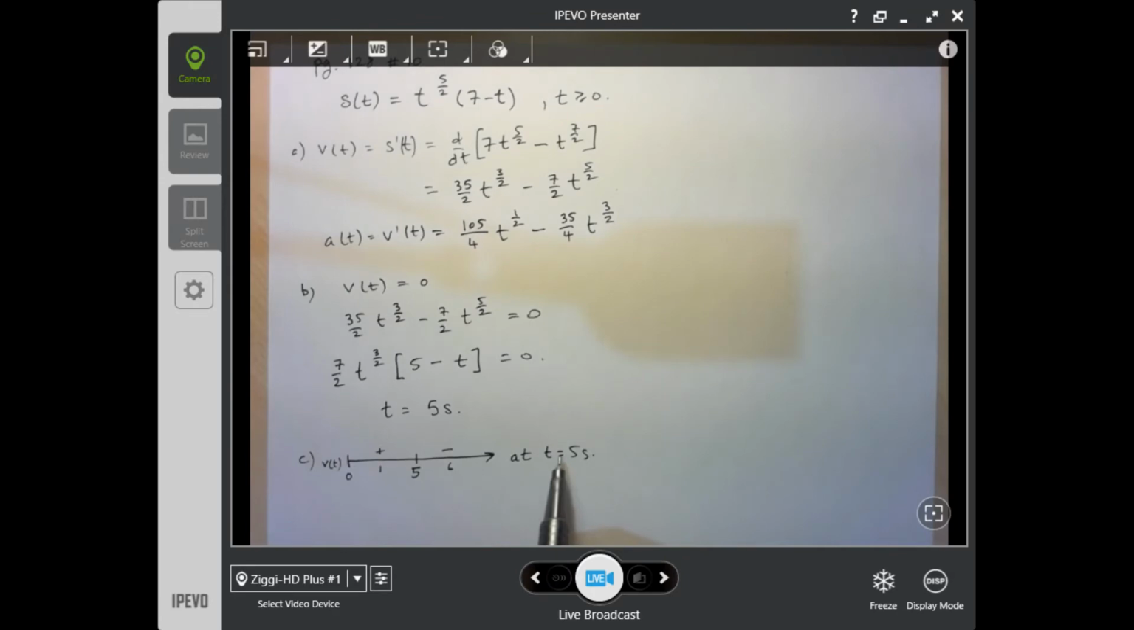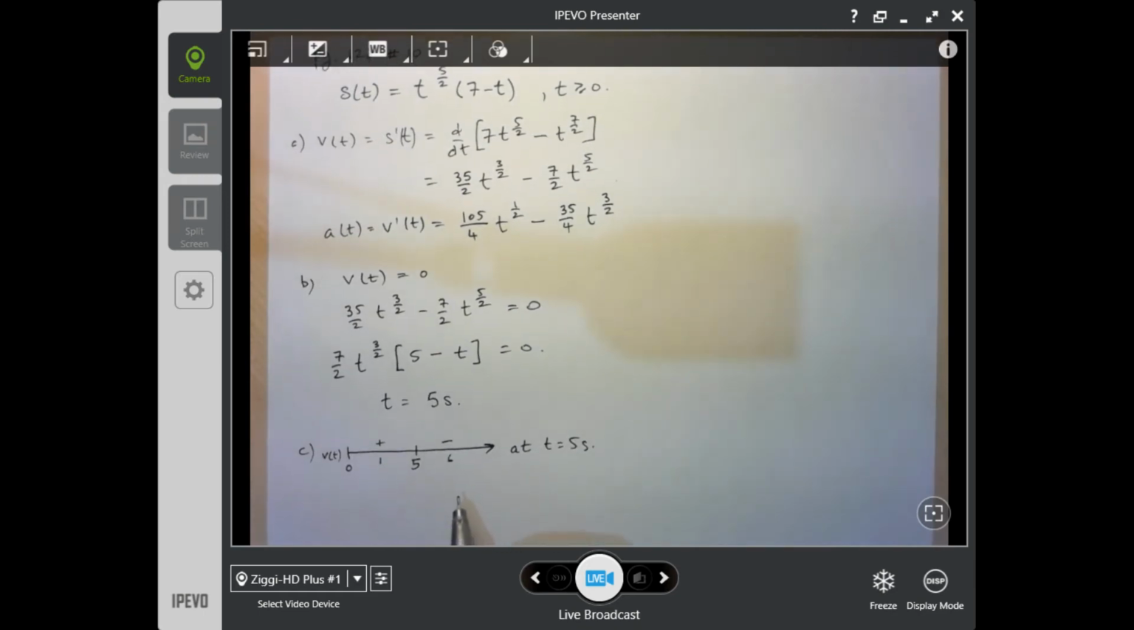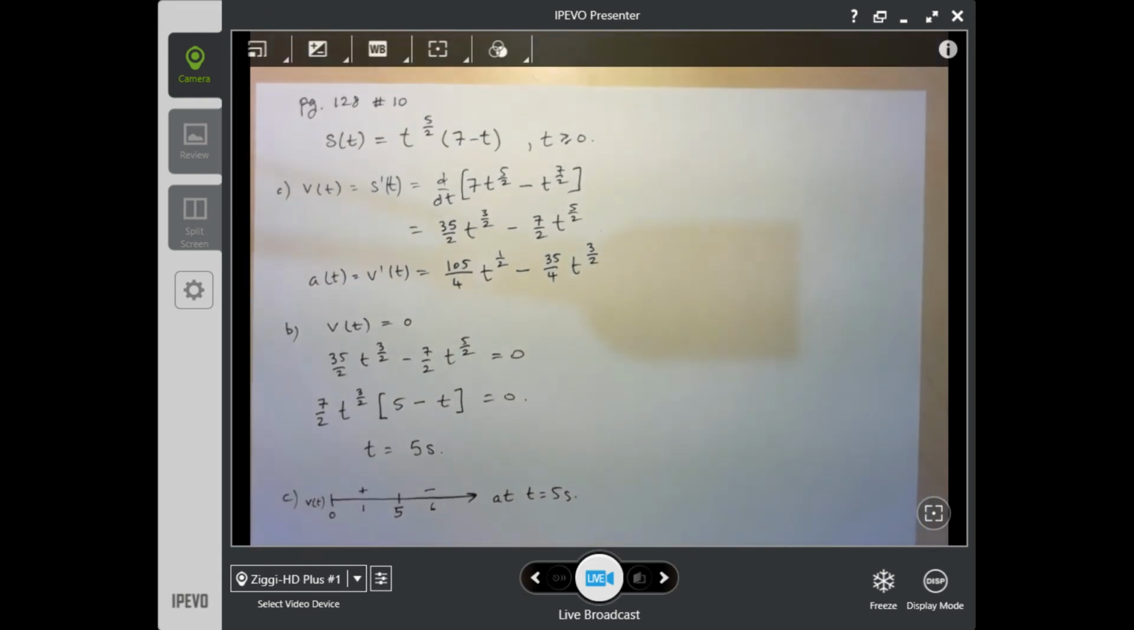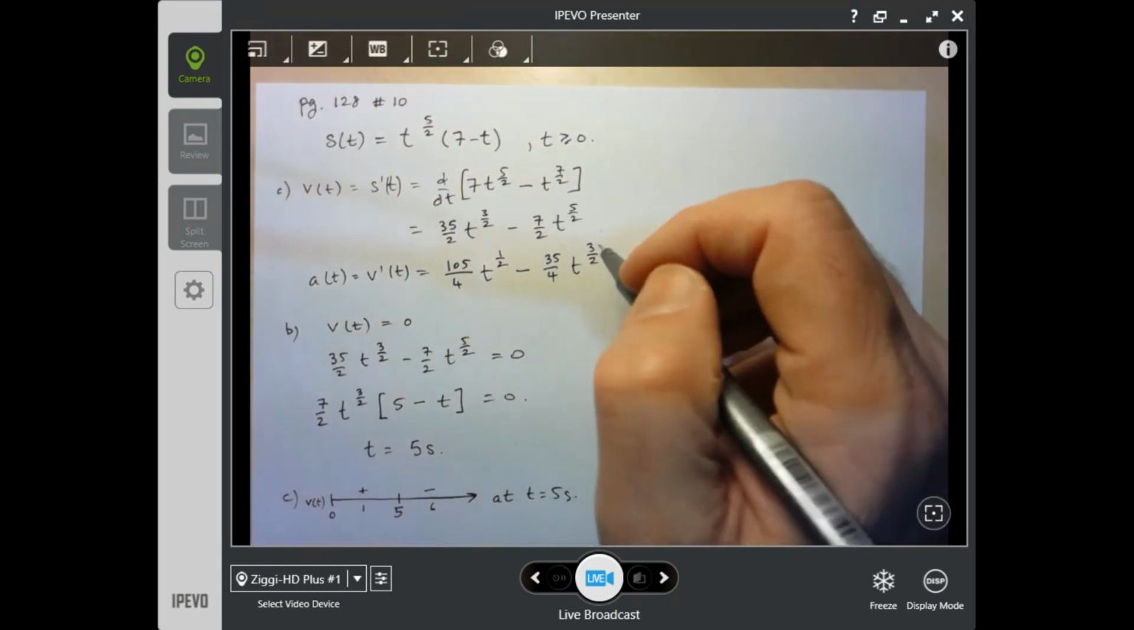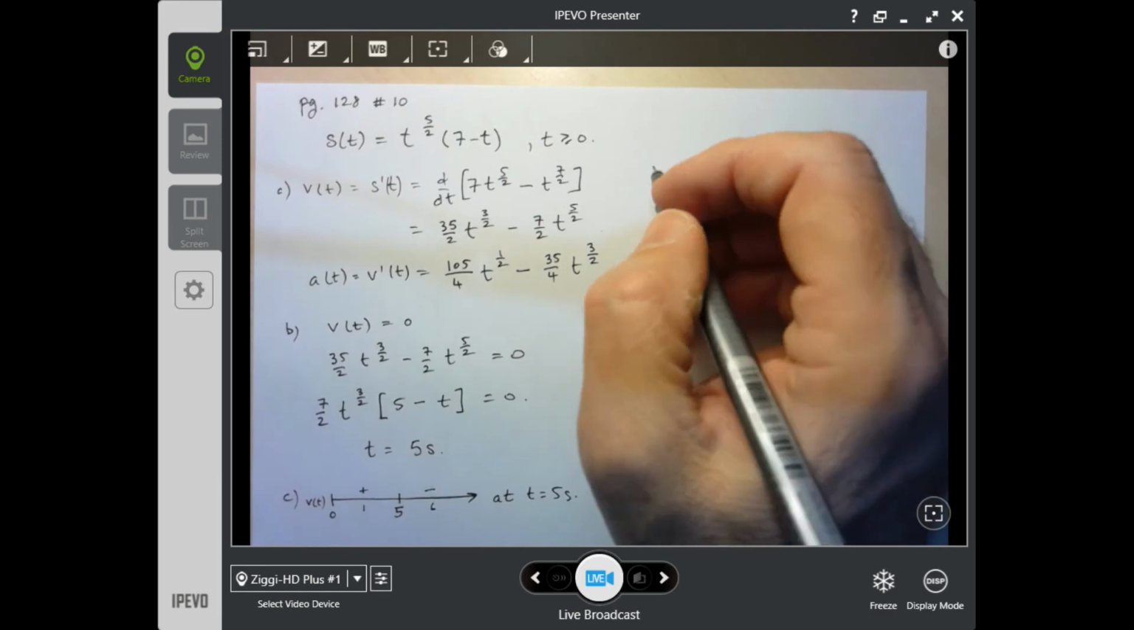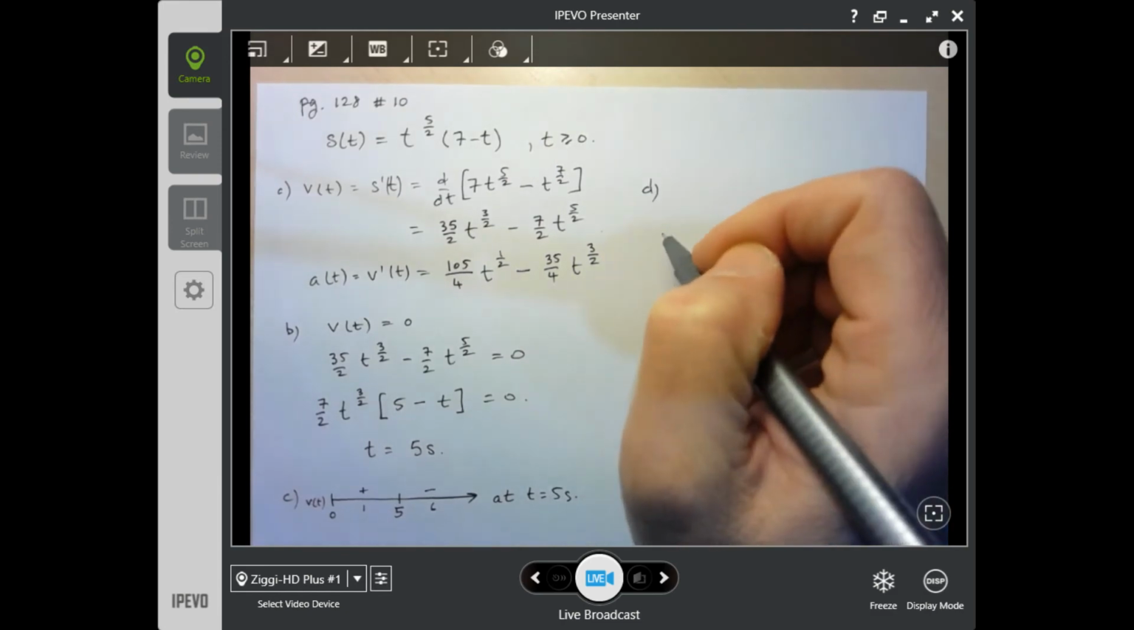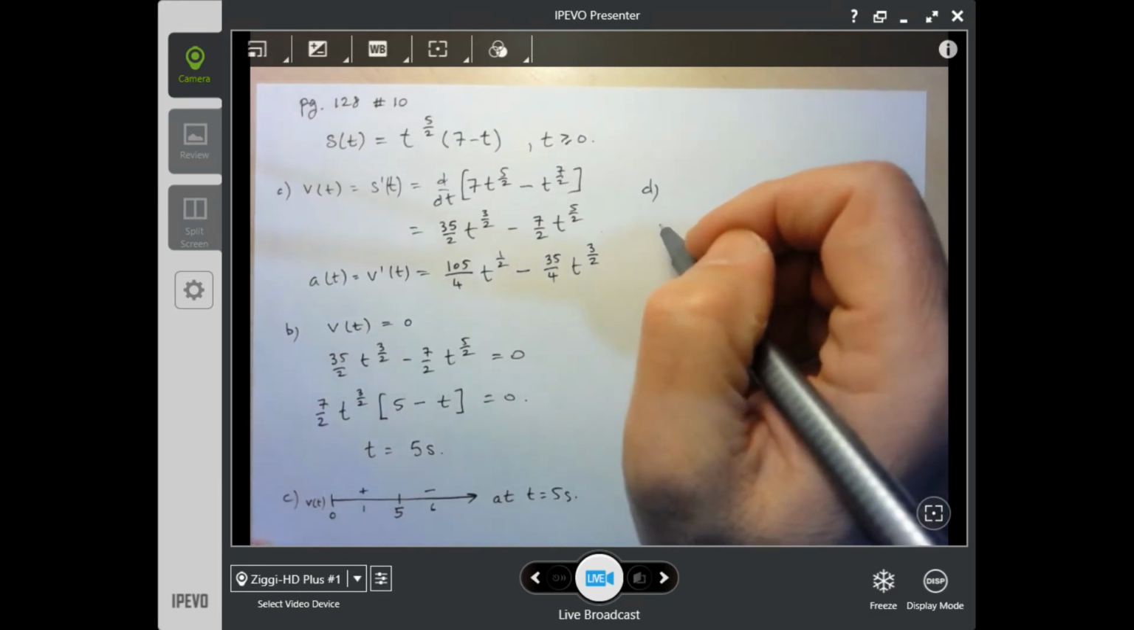But had you just given me that answer, that would not be enough, because it's very possible that the object stops and then starts moving in the same direction. All right, so let's take a look at D. I'll do it up here so I can access the functions. So D asks, when is the acceleration positive?